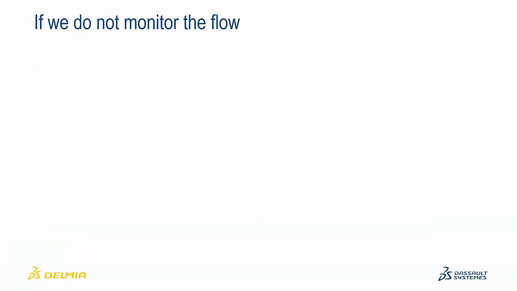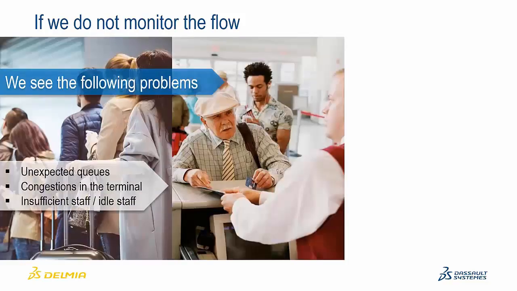So why is monitoring the flow important? Because if we don't monitor the flow, we typically see a few problems arising. The first one is that we have unexpected queues. Typically you would plan for a certain demand, and with that plan your queue should be within an acceptable service level. But if you don't understand the flow of the passenger, it could lead to queues arising at moments and at touch points where you were not expecting it.